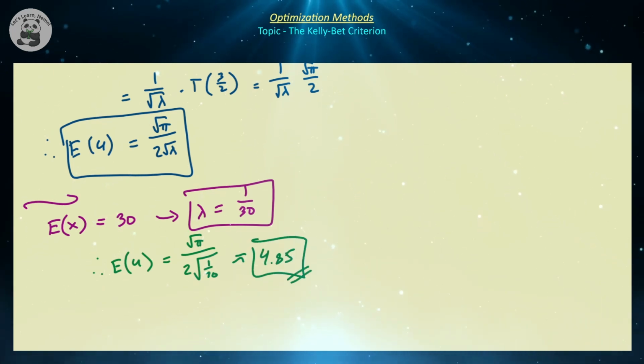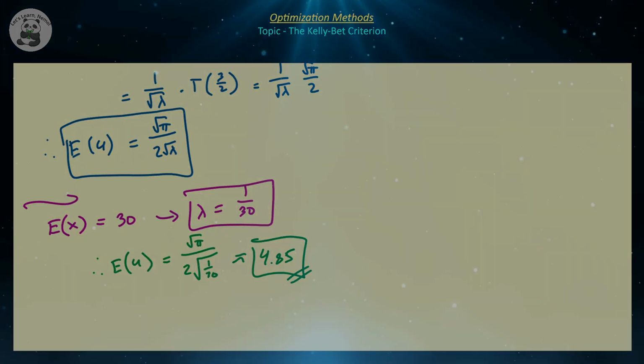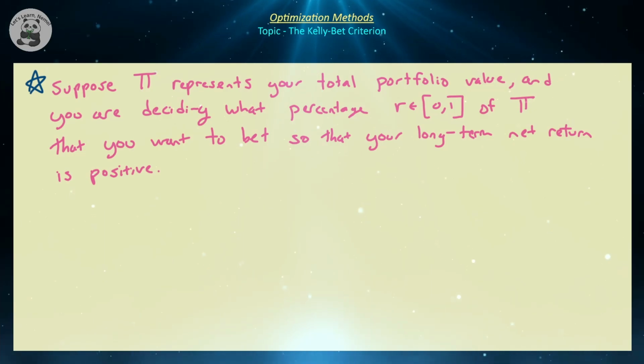And the interpretation of utils is totally subjective, depending on the context. So we expect to have 4.85 utils of satisfaction given these particular utility and probability density functions. Now that we know the basics of utility and expected utility, let us figure out what a Kelly bet is. So now let's get into the fun stuff.